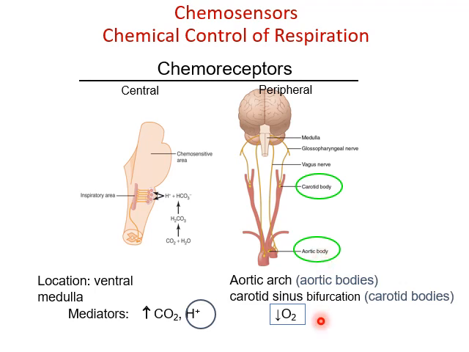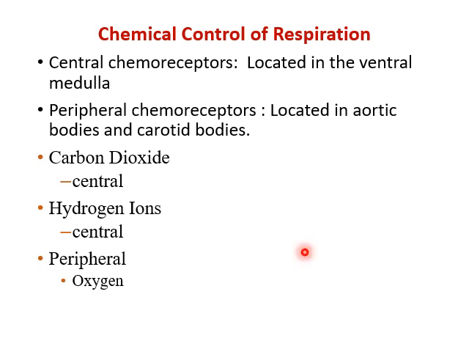If the partial pressure of oxygen goes below 60 or 60 and below, the activity of these chemoreceptors in the aortic bodies and the carotid bodies is gonna increase, and they send a signal to the medulla through two nerves. The nerve which carries the signal from the aortic bodies is the vagus nerve right there, and the nerve which carries the signal from the carotid bodies is the glossopharyngeal nerve. The peripheral chemoreceptors, you can see, the central chemoreceptors are located in the ventral medulla, the peripheral chemoreceptors in the aortic bodies, carotid bodies.